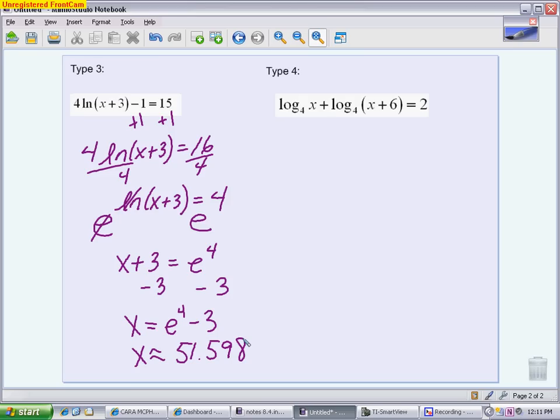So the first thing I'm going to do is use my product property to multiply these together. So I'm going to have log base 4. When I multiply x times x plus 6, I have to distribute. I get x squared plus 6x.